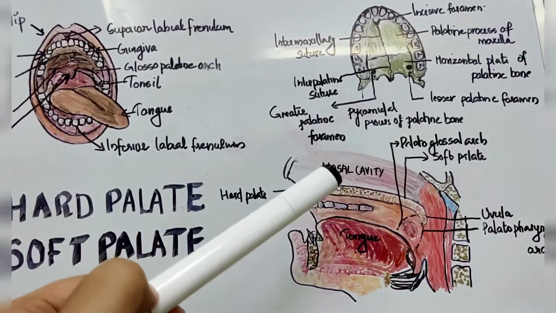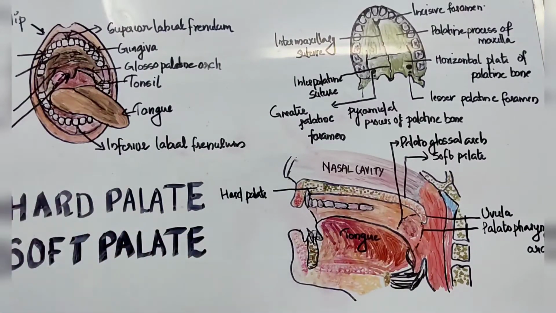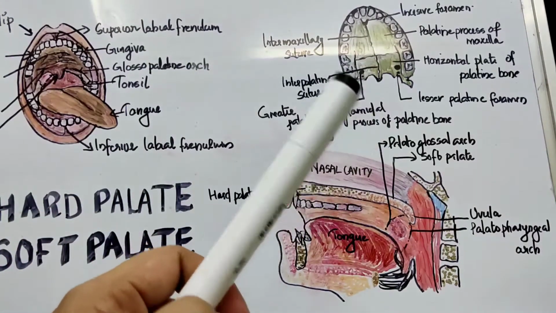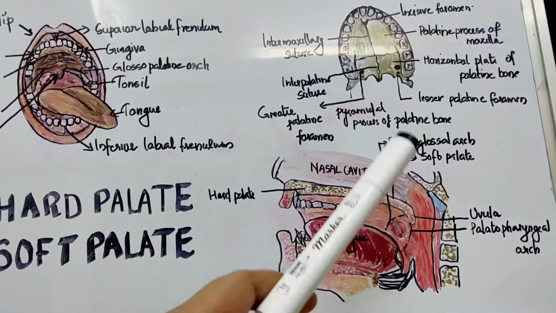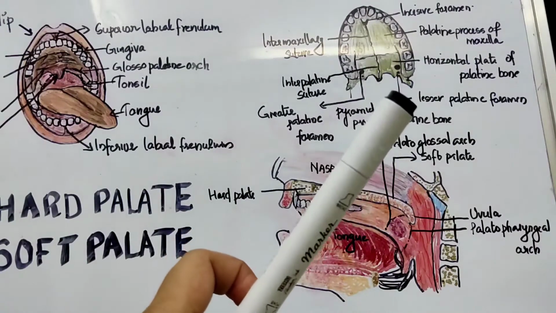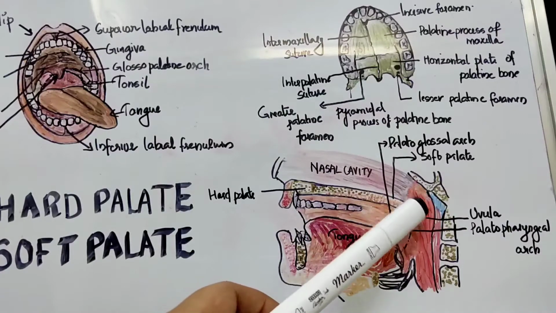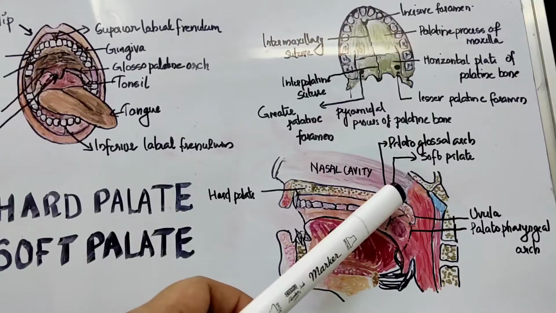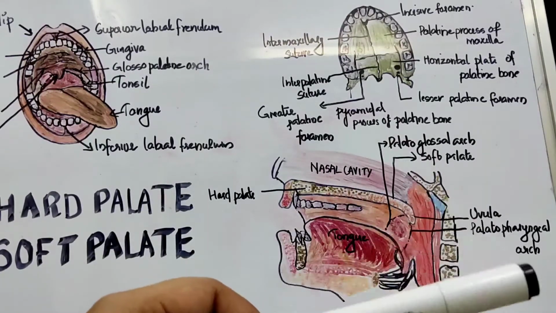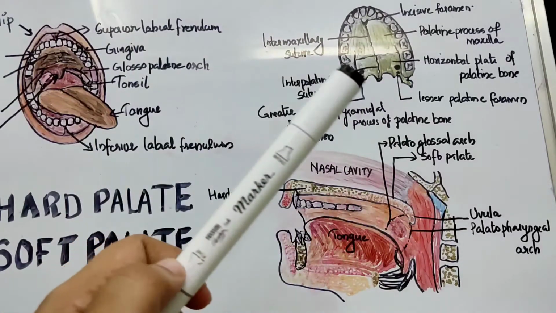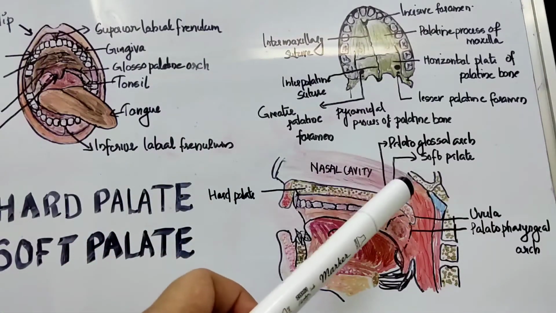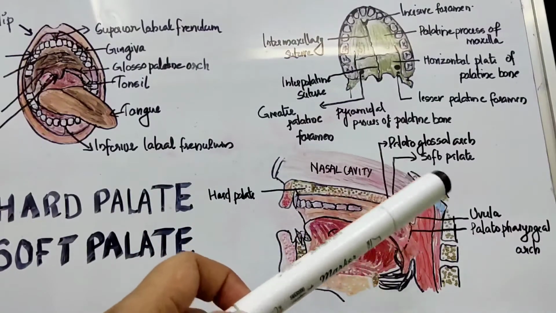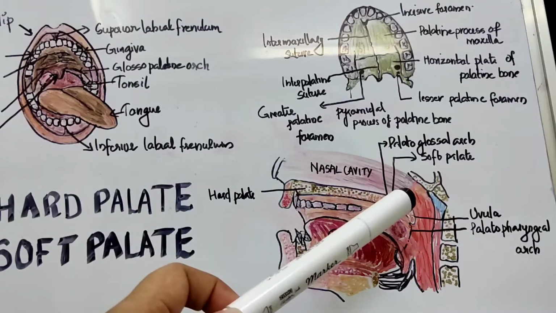Now we will discuss the nerve supply of the soft palate. First, the motor nerve supply. All the muscles of the soft palate except the tensor veli palatini are supplied by the pharyngeal plexus. And the tensor veli palatini is supplied by the mandibular nerve.